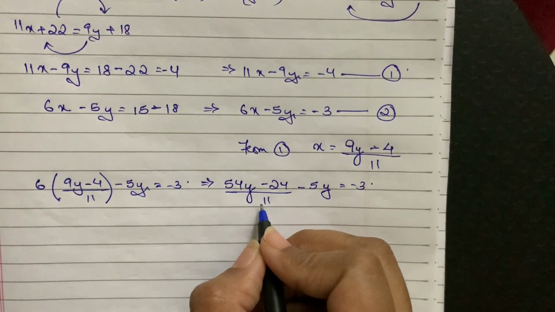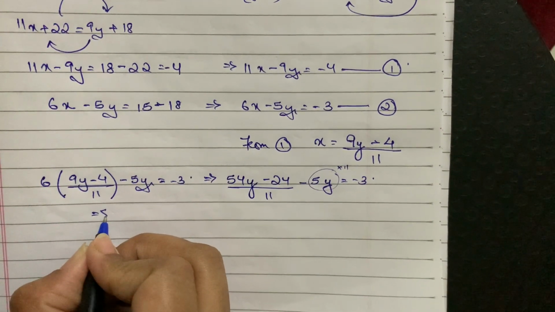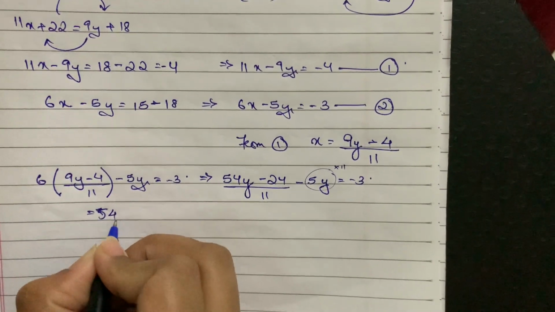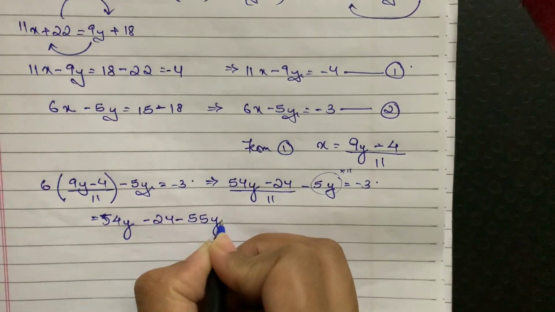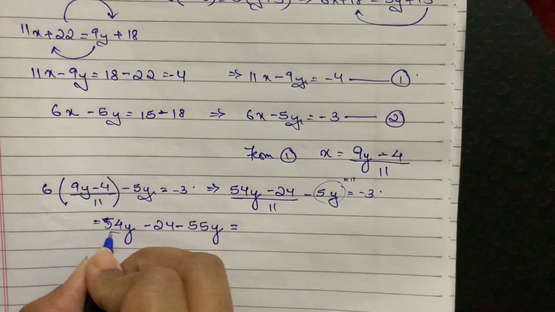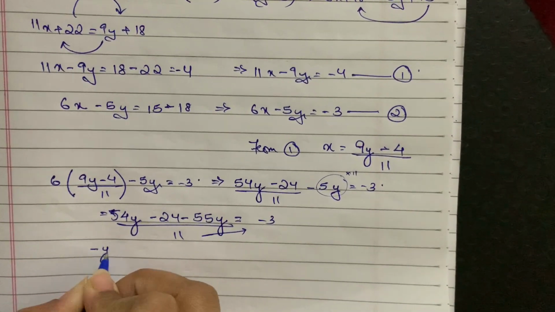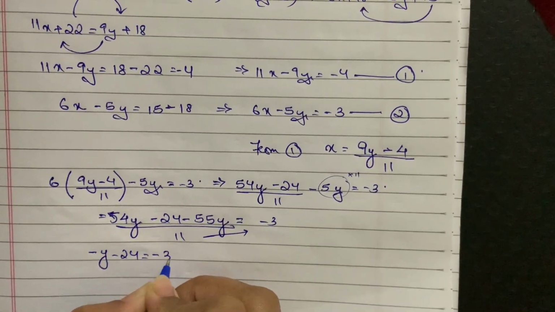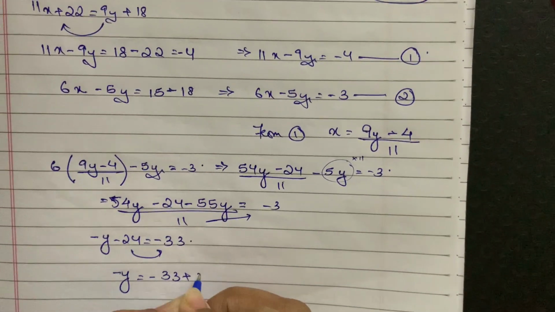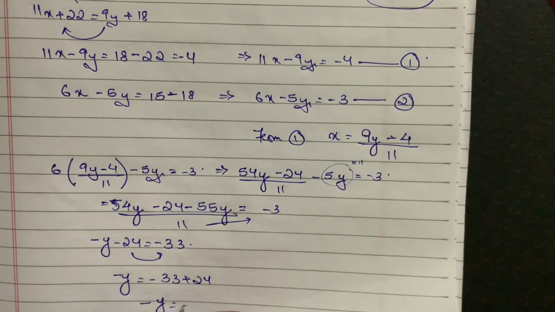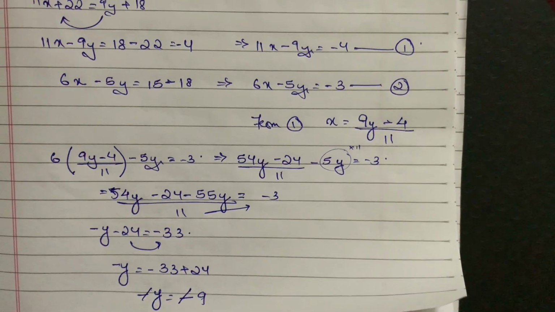Now further simplifying this, this one multiplies with 11, leading to 54y minus 24 minus 55y is equal to 11 times minus 3. This simplifies and becomes minus y minus 24 is equal to minus 33. Sending it here, minus y is equal to minus 33 plus 24, minus y is equal to minus 9. Minus minus gets cancelled, y is equal to 9.